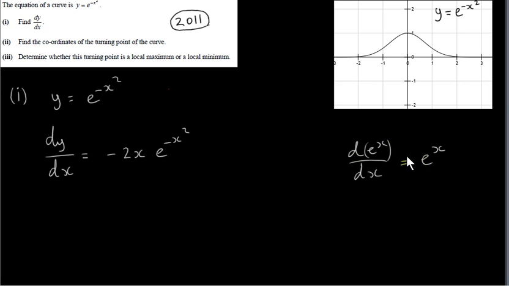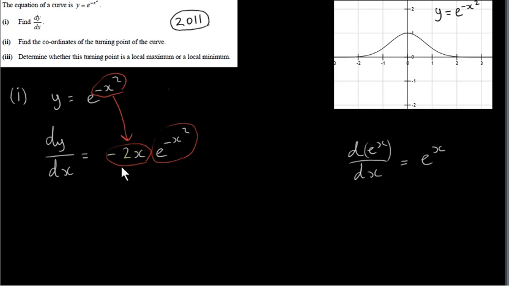So you'll see that in tables. But the power here is more complicated than x. It's minus x squared. So we have to use the chain rule. So when we differentiate y equals e to the power of something, we just copy it down, and we then multiply by the derivative of the power. The derivative of minus x squared is minus 2x. So that's the chain rule.